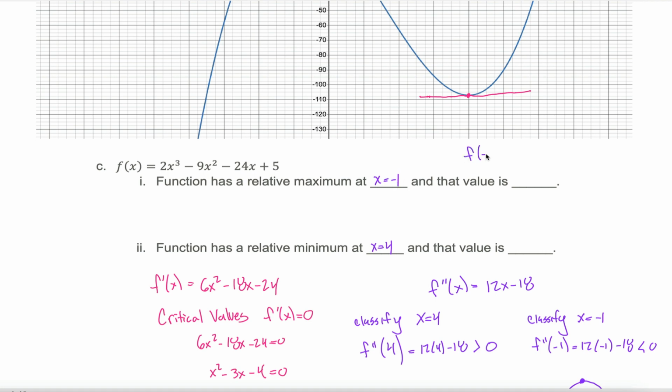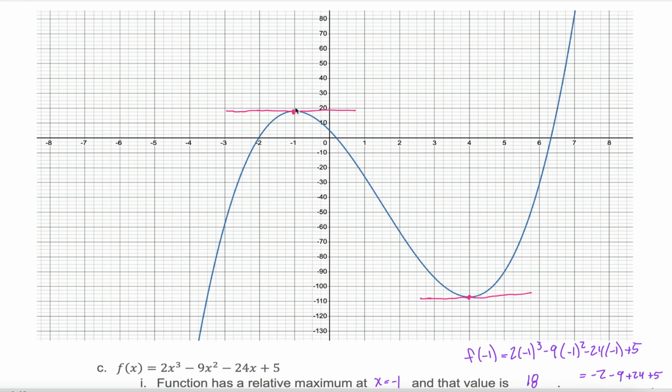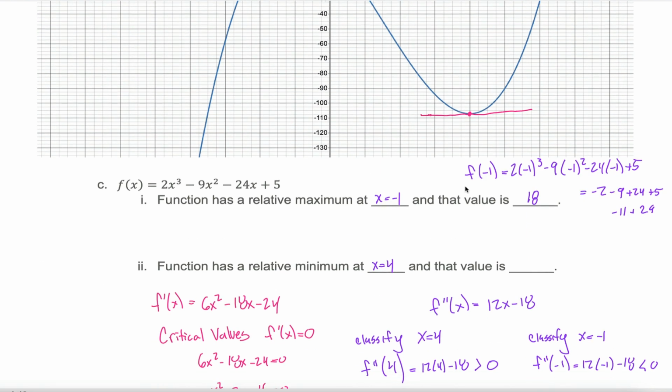To figure that out, I evaluate f of -1, which is 2 times -1 cubed, minus 9 times -1 squared, minus 24 times -1 plus 5, which is what, -2, and then positive 1 times -9 is -9, -24 times -1 is positive 24 plus 5. I got 29 on the positive side, and I got -11 on the negative side. Sounds like I got 18. When x equals -1, the function should have a height of 18. Yeah, that looks about right. The height of this point appears to be right around 18. The value of my relative maximum is 18.